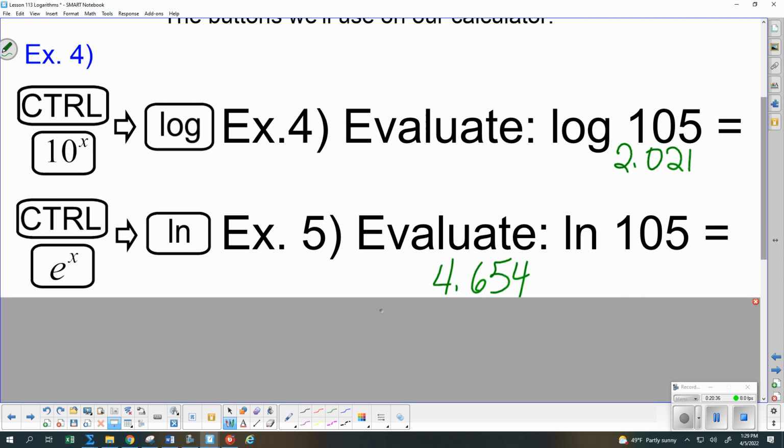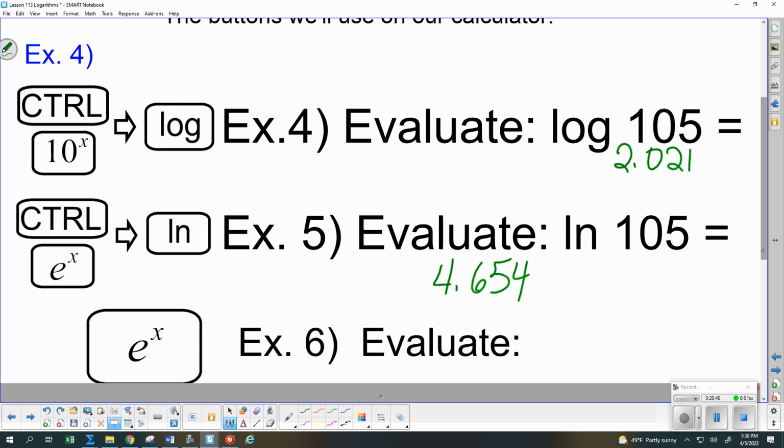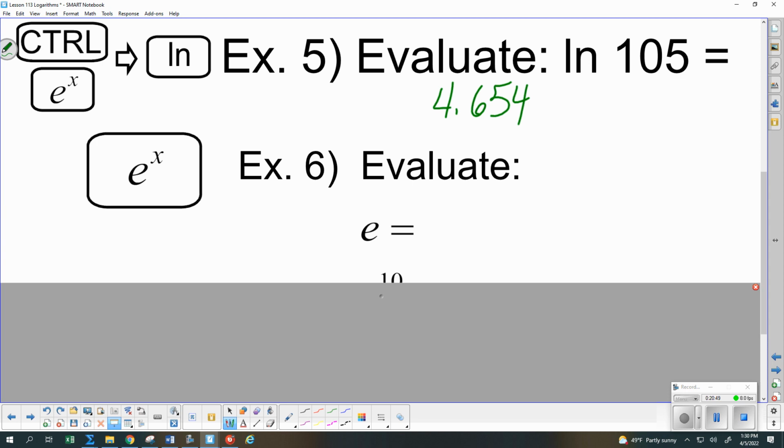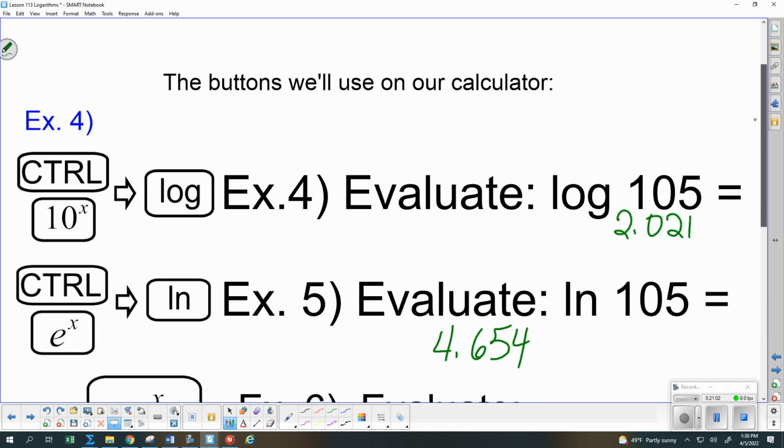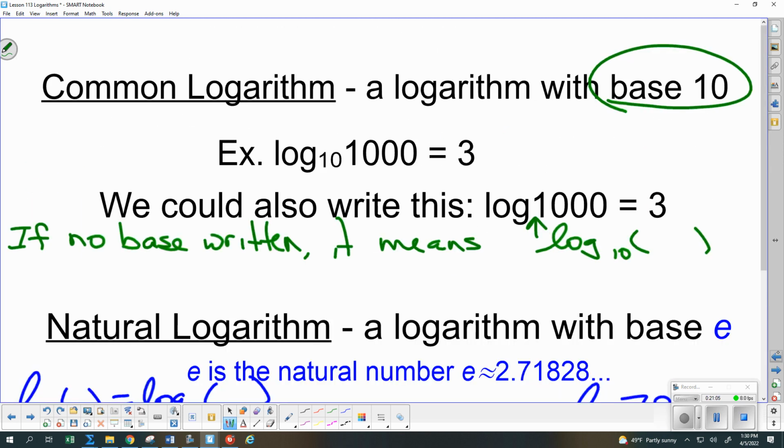Now let's talk about if we have e to something. So now we're going to be using this e to the x button, but not control that, because we actually want e to the x. So if I want e to the first, type that button and put a 1 in the box and then hit enter. And let's see what you get. And actually, you have a few more digits, like what I put here on the previous slide. That's how I got those digits. I didn't memorize them or anything.